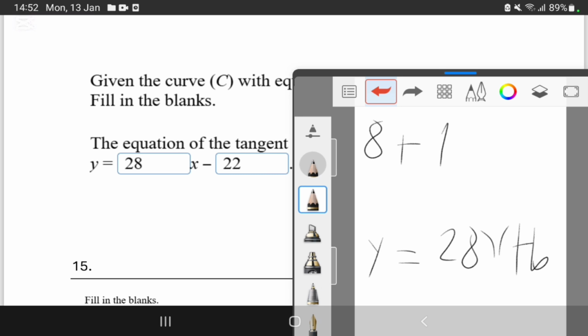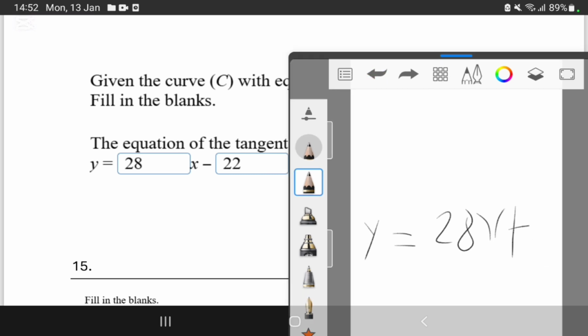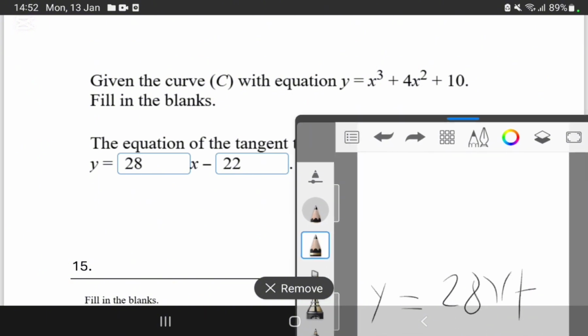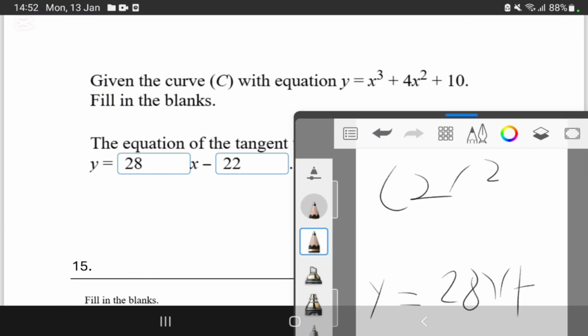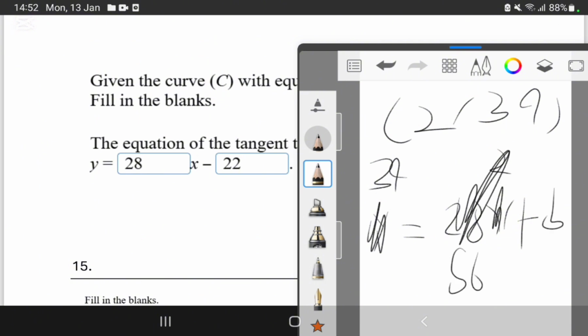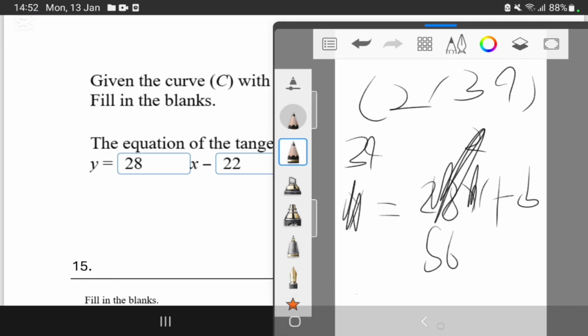Okay, so now we just have to substitute the point 2, 34 in the equation. So here we have 34 and here we have 2, which makes this 56. And then we just take 56 to the other side and we find out that negative 22 is equal to b.